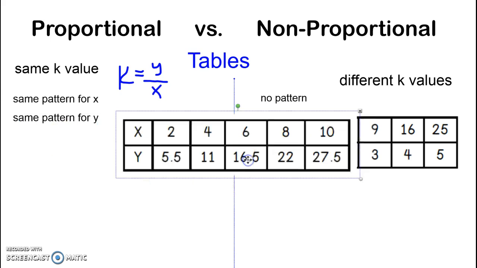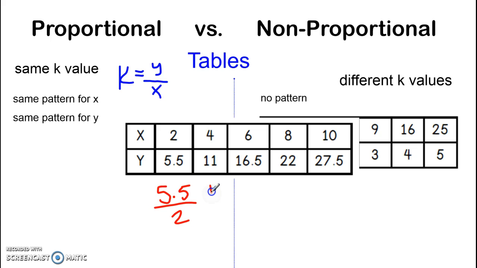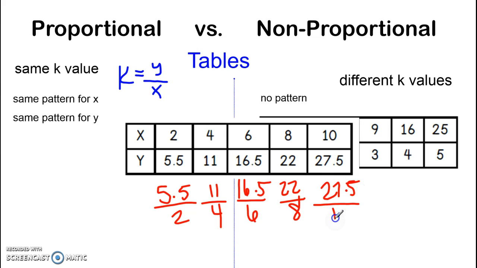Then we've got this table. So if we were to do our calculating, we've got 5.5 divided by 2, 11 divided by 4, 16.5 divided by 6, 22 divided by 8, and 27.5 divided by 10. So I could real quick plug these into the calculator and get an answer. So 5.5 divided by 2 is 2.75. 11 divided by 4 is 2.75.